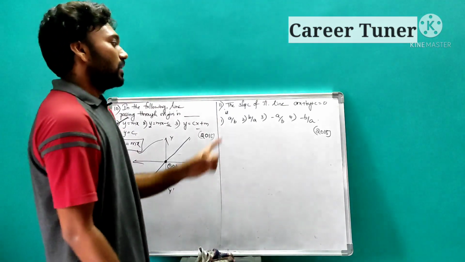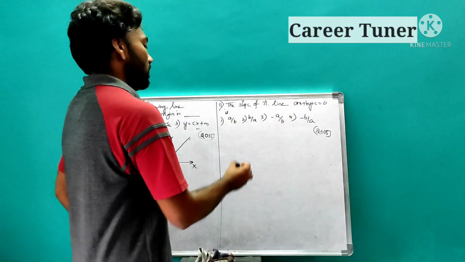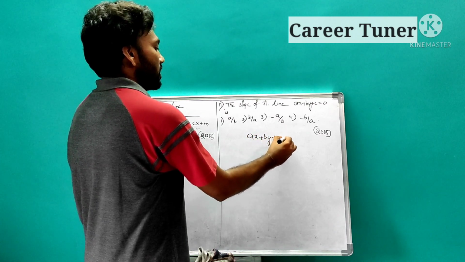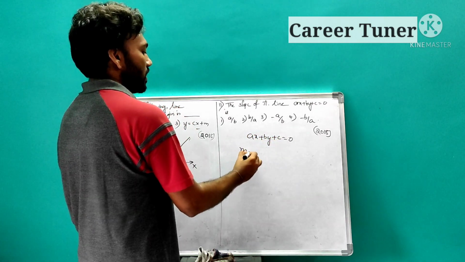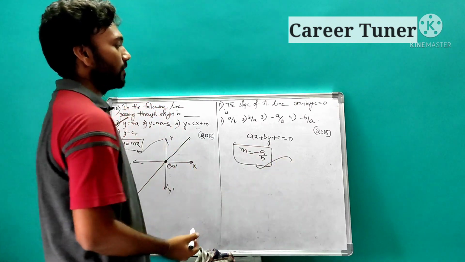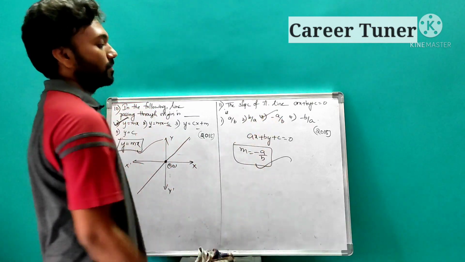Okay. Next one. The slope of a straight line. So whenever a line equation is given, ax plus by plus c is equal to 0, the slope of a line, slope m is equal to minus a by b. That's it. Directly remember this formula. So which is the option? Third option.